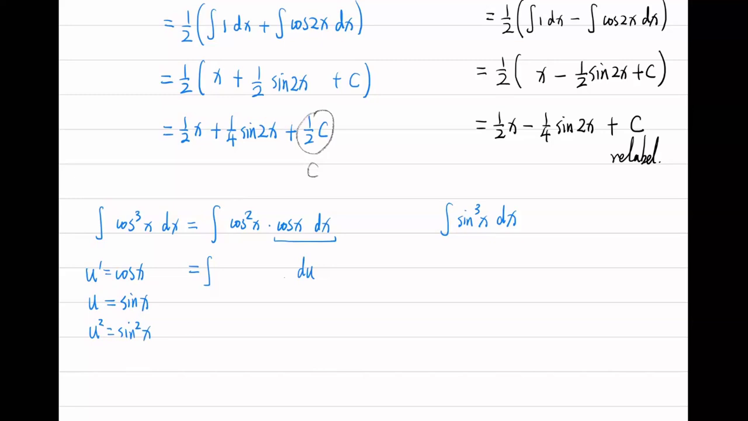Now the difference between cosine square and sine square, they're very close. What's the connection between them? If we add sine square with cosine square, what do we get? Okay, that's what we need. So cosine square is 1 minus sine square. And we know sine square is u square. So 1 minus u square du.